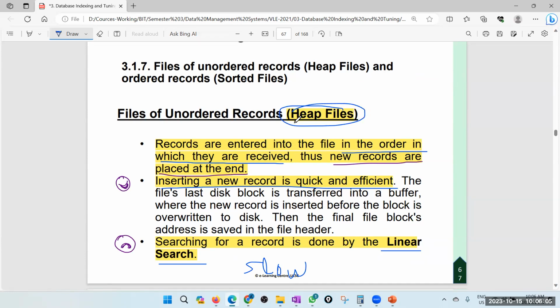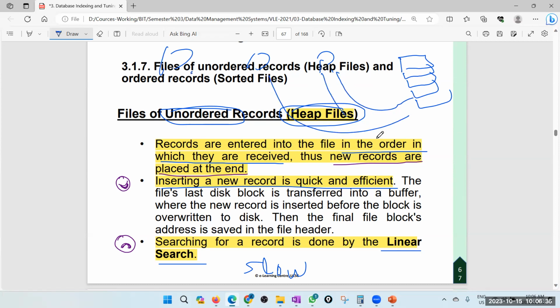Heap file, or we can call it an unordered file. Unordered file means there is no specific order. Usually what we do is when there's a new record, we just add it to the end. Another record, add it to the end. So we don't care about any order. Sometimes multiple users write into this file. Even then we don't care. This user enters a record, that user enters a record, and we just add it to the end. Okay, so then we say it's a heap file.